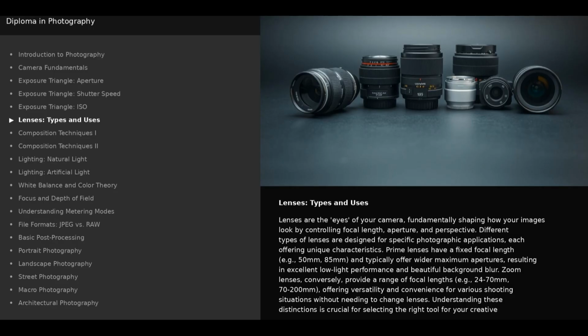and beautiful background blur. Zoom lenses, conversely, provide a range of focal lengths, e.g. 24 to 70mm, 70 to 200mm, offering versatility and convenience for various shooting situations without needing to change lenses. Understanding these distinctions is crucial for selecting the right tool for your creative vision.